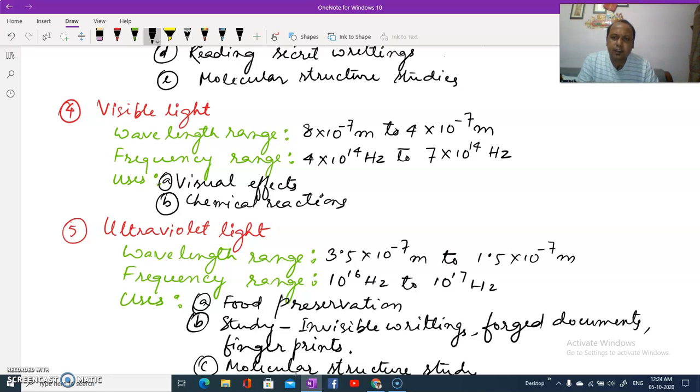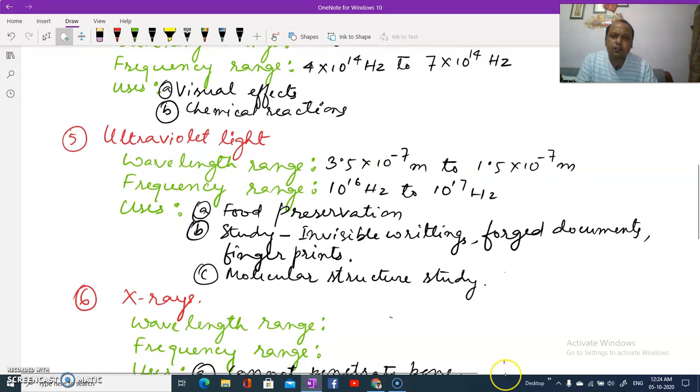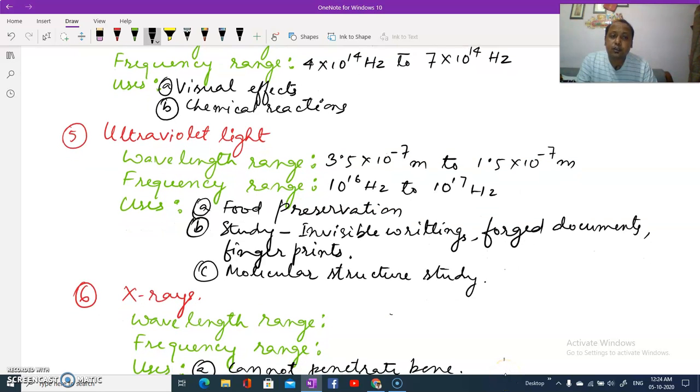Then comes the ultraviolet light. Frequency range, as you can see here, is given as 10 raised to the power 16 to 10 raised to the power 17. Important uses: fruit preservation, study of invisible writing, forged documents, then fingerprints, all these things. Then molecular structure study is also done by the ultraviolet light.